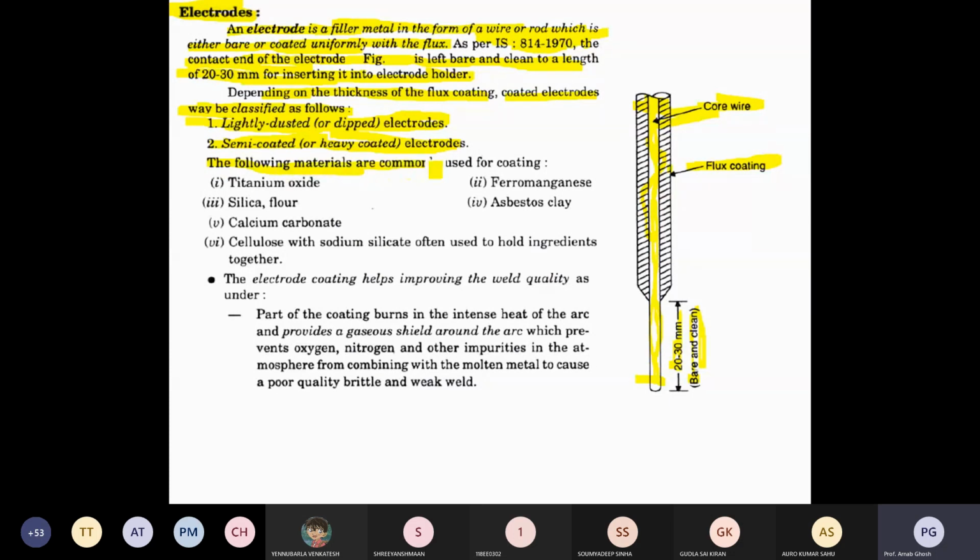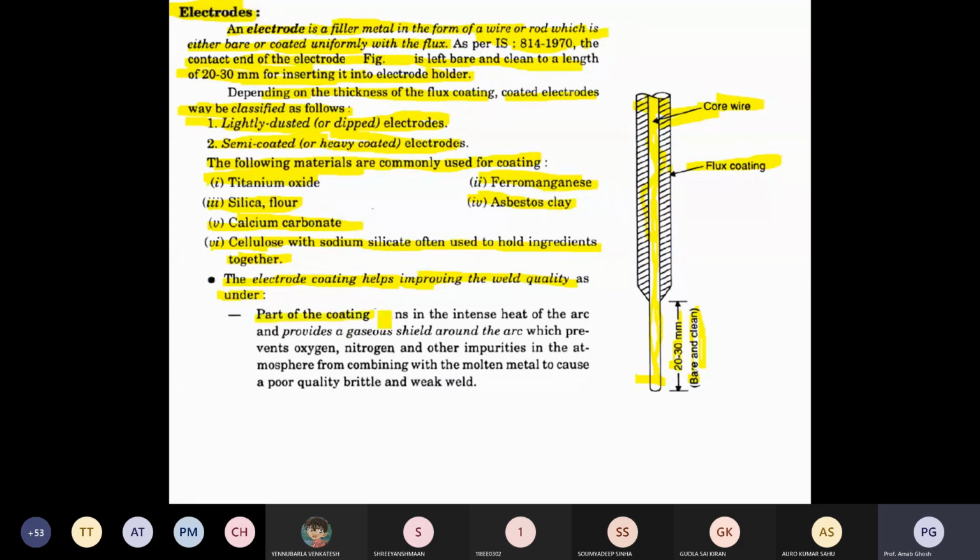The following materials are commonly used for the coating. Which are the materials? Titanium oxide, ferromanganese, silica or flour, asbestos, clay, calcium carbide, and cellulose with sodium silicate, often used to hold the ingredients together. The electrode coating helps improve the weld, usually as under.